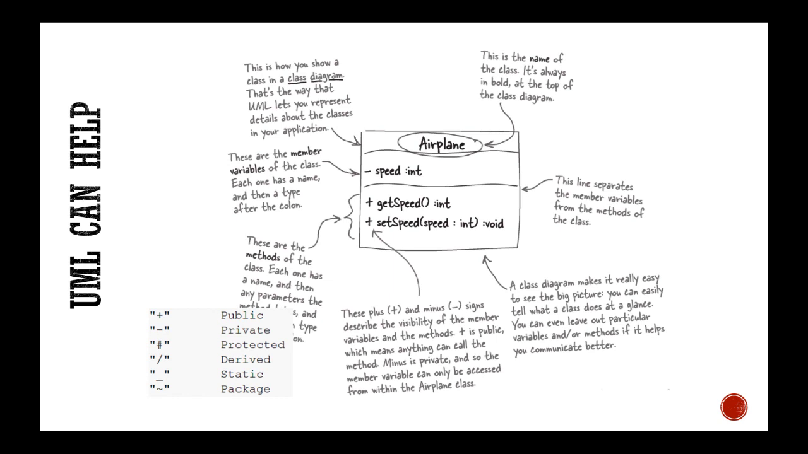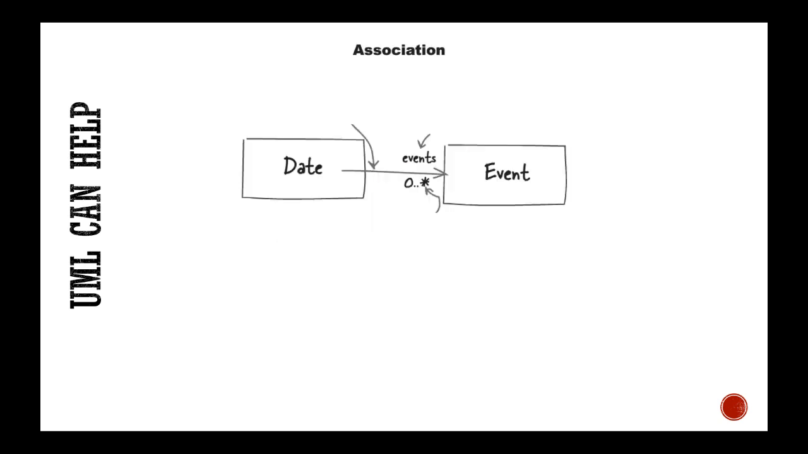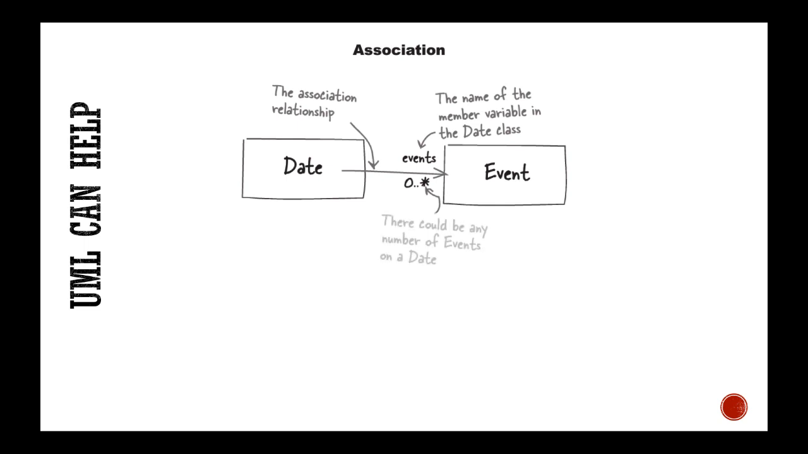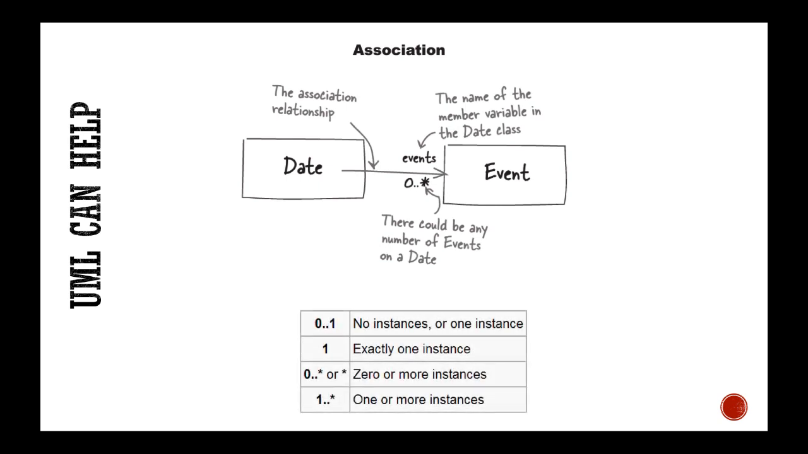There are other things that we can do with these class diagrams and other diagrams in UML. For instance, we can have association. A date has an event. Okay, so in this case, a date may have 0 or more. 0 dot dot asterisk, that means unlimited events. You may have 0 to 1, no instances or 1 instance, 1, exactly 1 instance. 0 dot dot asterisk or asterisk means 0 or more, and 1 dot dot asterisk means 1 or more.